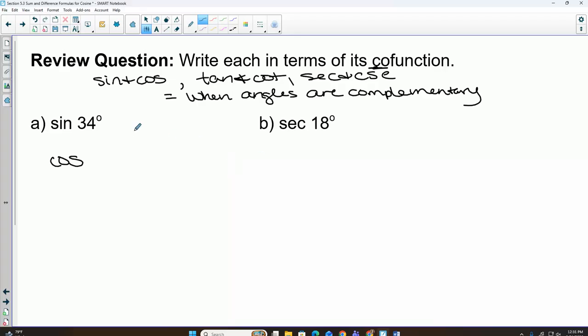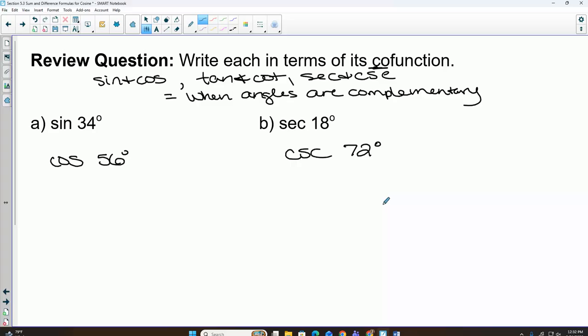So if I said the sine of 34 degrees, that would be equal to the cosine of what? 56 degrees, just 90 minus 34. The secant of 18 degrees would be equal to the... All right, so you guys, that came back faster than I thought it might. So we remember co-functions? Okay.